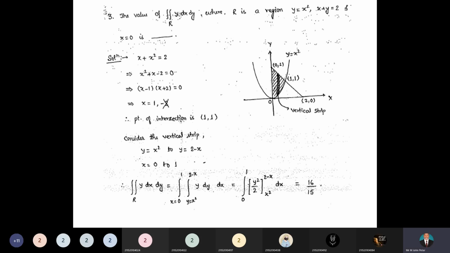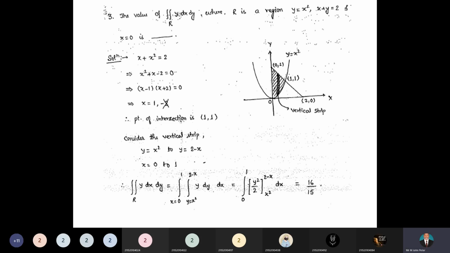So the double integral over R of y dx dy, the outside limit is compulsorily the constant limit 0 to 1, and the inside limit is x square to 2 minus x. It is not decided by the function value, it is decided by the curve equation where it is. Just comparing with 2 minus x, x square may look like a big value, but it is not like that. It is based on the diagram that we have to identify the limits. So the function is y dy dx.